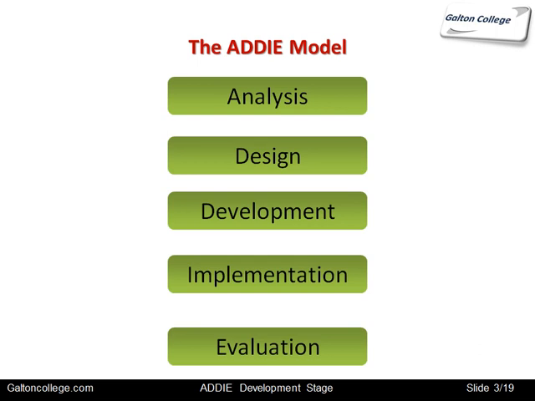So ADDIE stands for analysis, design, development, implementation and evaluation. And training programs, it's argued, should follow these 5 steps. So it's important that the training program is based on analysis. Why does it exist and why is it there? Is it adequately designed? Is it properly designed? And the development, and then the implementation and evaluation. And there's a video on each one of these parts. So in this session we're going to talk about the development part.